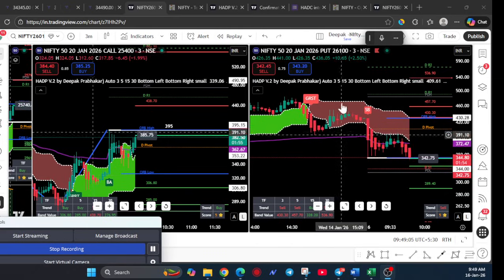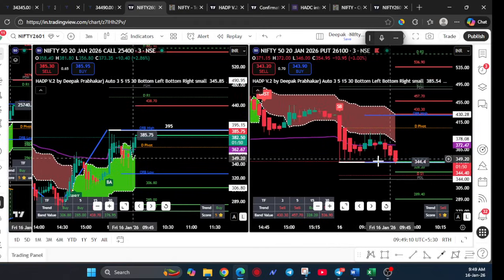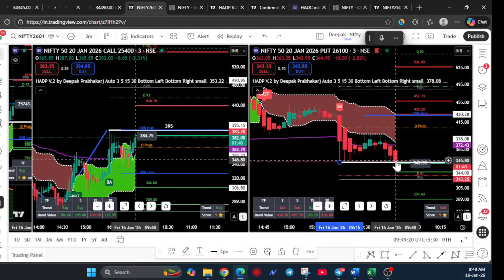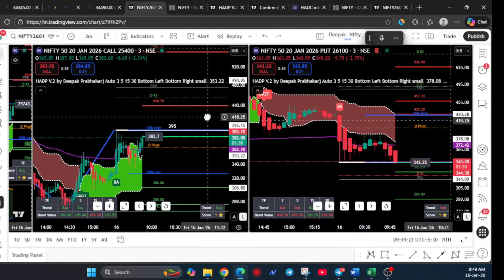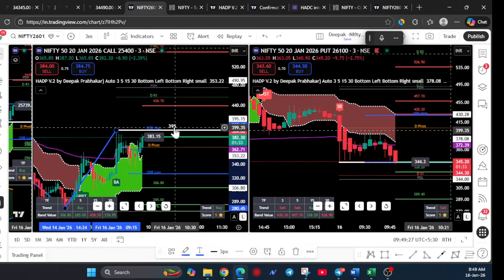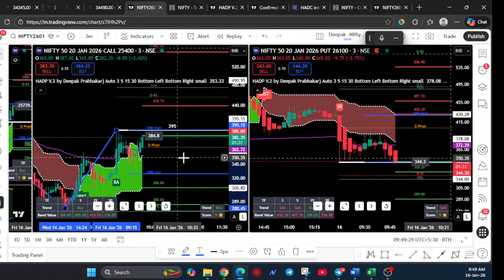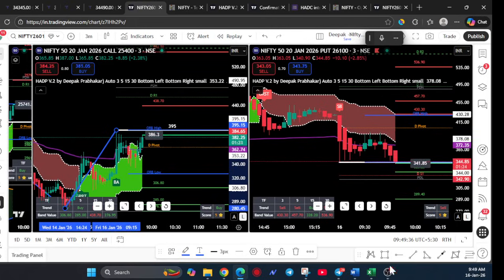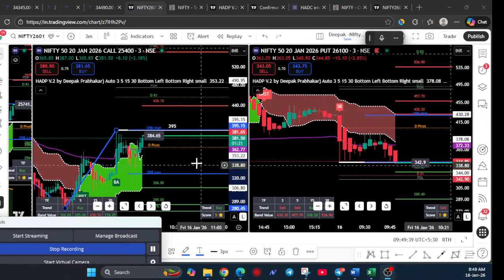3 minutes candle. 26,100 has just broken the low here. The sell below trigger mark was 344, it has made a low of 340, but on the call side we have still not got above this 395 level, right? So you don't immediately jump and buy here. Here it has given a sell on put side, but call has not yet given a buy, so we will wait.